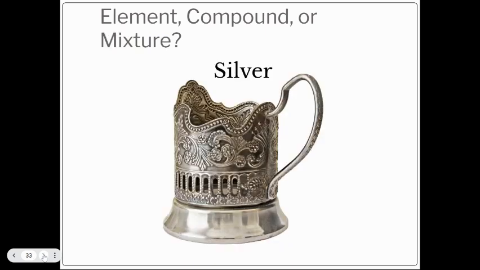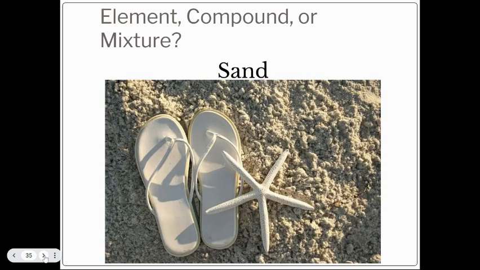Silver, element, compound, or mixture. Silver is found on the periodic table. Its symbol is Ag. Sand, element, compound, or mixture. Sand is a mixture.